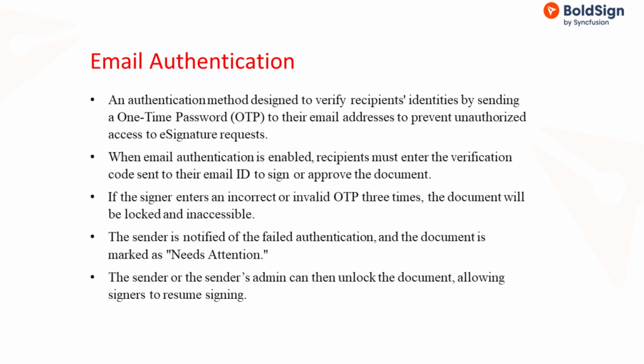When accessing signature requests with email authentication enabled, recipients must enter the verification code sent to their email to sign or approve the document. If the signer enters an incorrect or invalid OTP 3 times, the document will be locked and inaccessible. The sender is notified of the failed authentication, and the document is marked as needs attention. BoldSign allows the sender or the sender's admin to unlock the document, enabling signers to resume signing.